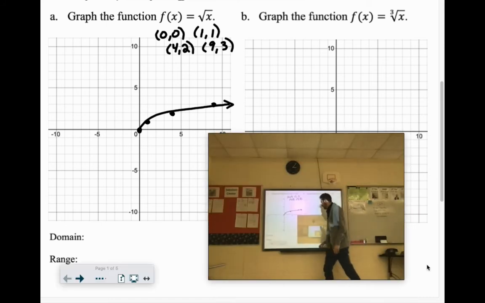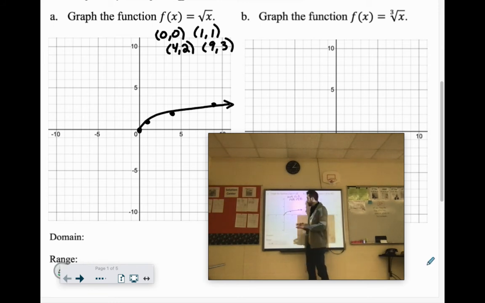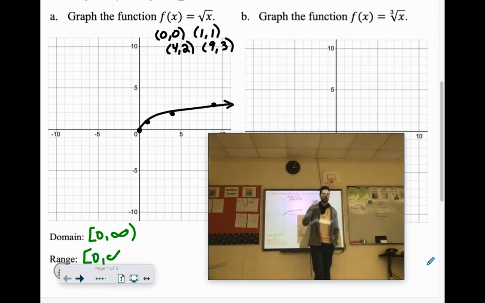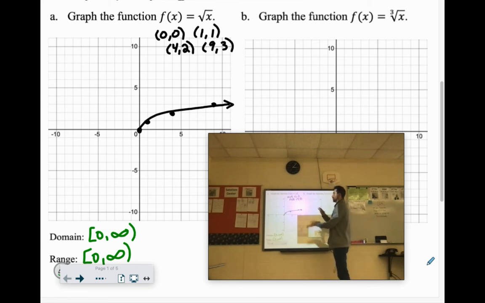Okay. So, is there anything x could not equal? Well, all of our x's start at 0 and go to the right. So the way we write that in interval notation, remember you put a bracket on 0 because 0 is included, and it goes on forever to the right towards positive infinity. The range is our y values. Our lowest y value was 0, and then it goes up from there. So it's going to be the same, 0 to positive infinity. And of course, we're going to have transformations with this, which will change the domain and range.